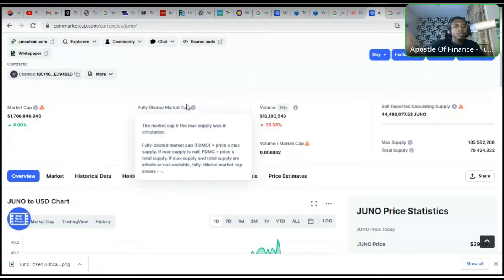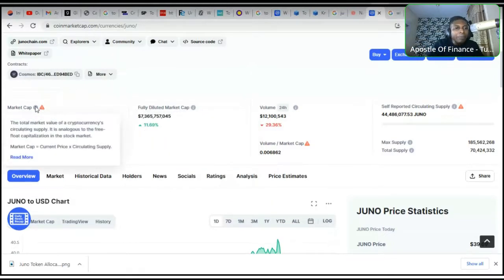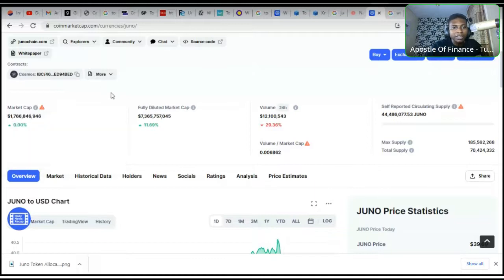So the market cap is the total market value of the cryptocurrency currently in circulation, right? Currently in circulation. So we can say it is the current price times the circulating supply.